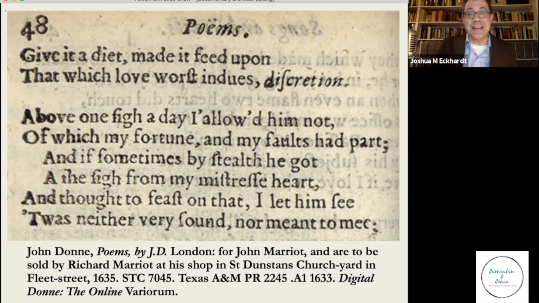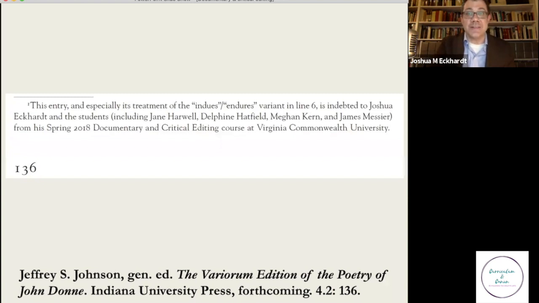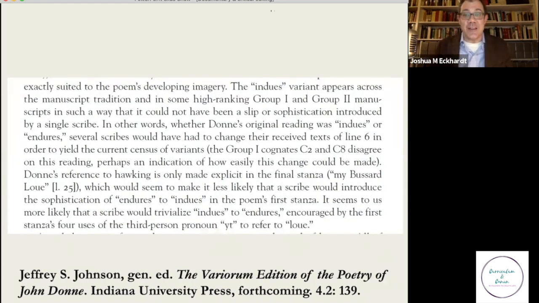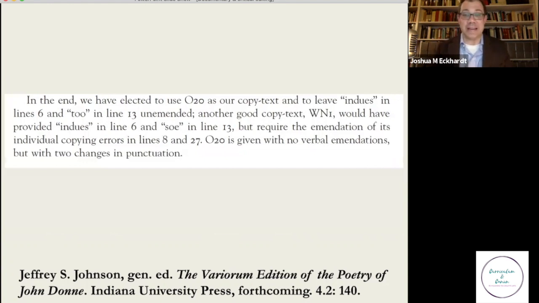They were very interested, and in the end, they sent to press an edition that acknowledges our class, saying that their entry, and especially its treatment of the "endures" variant, is indebted to our class. Now, that would be nice even if they decided that actually we were wrong, but they didn't. They decided to go with a text that reads "endues." They decided that it was much more likely that scribes added the R than that they took it away, and they chose a copy text.